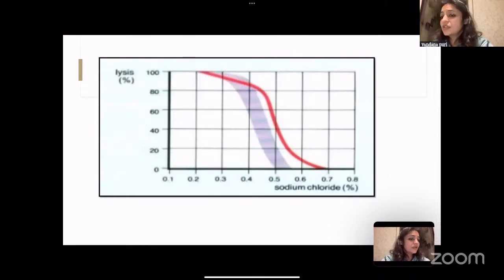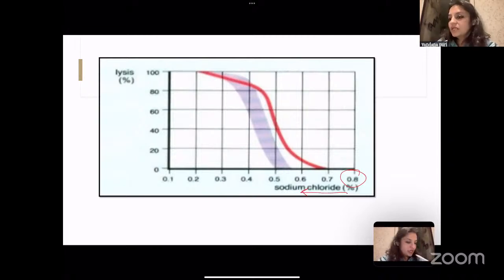In fact, you can plot a graph where you're decreasing the concentration of sodium chloride like 0.8, 0.7, 0.6, 0.5. In a normal person like you and me, our red cells will start lysing at 0.5% and 100% lysis will occur at 0.3%. So this is how we can make a graph. This is normal. But in cases of spherocytosis, any cause of spherocytosis will cause increased osmotic fragility.